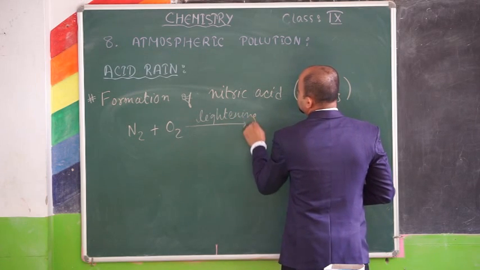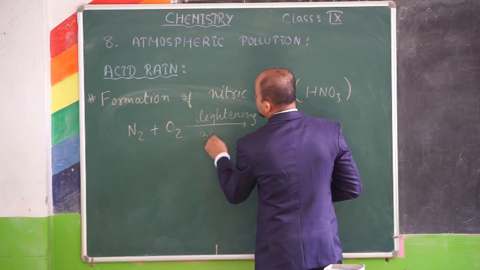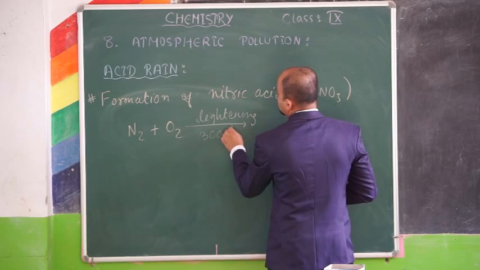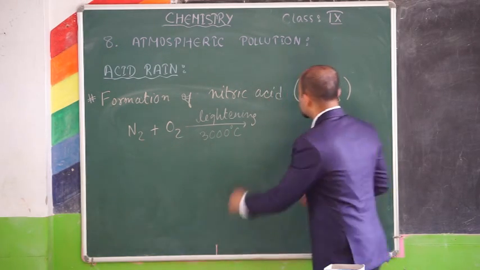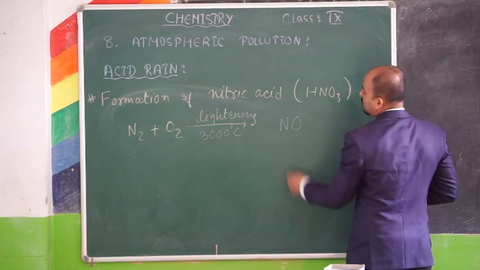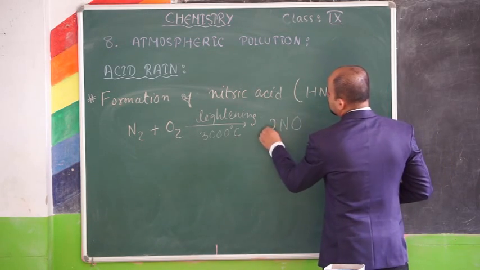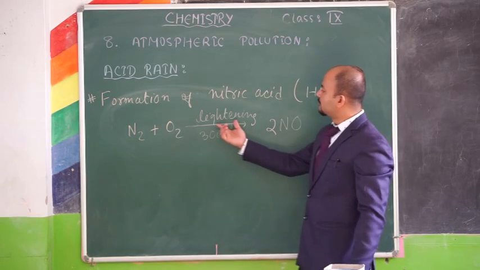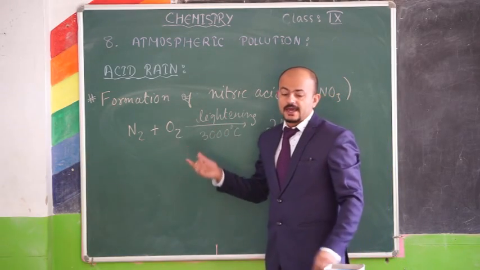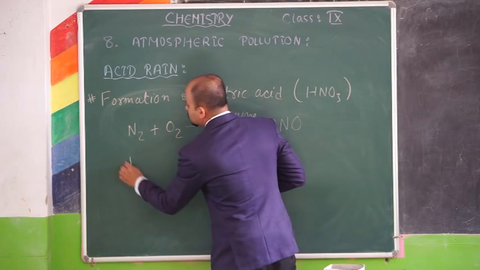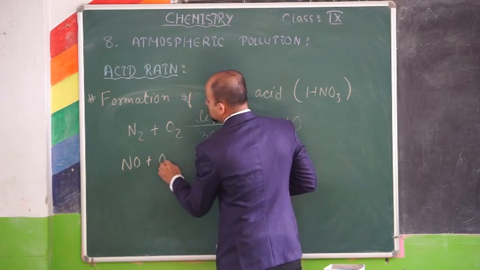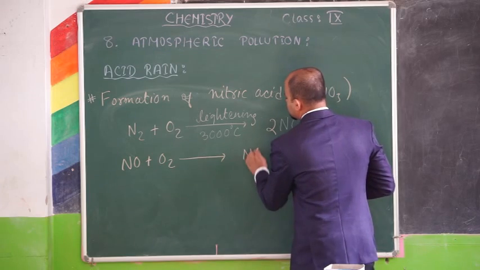And during lightning, the temperature is very, very high. This reaction takes place at around 3000 degrees centigrade, and nitrogen and oxygen get converted into nitrogen oxide. So we get oxide of nitrogen from where? From lightning. And this nitrogen oxide now further combines with oxygen to give you nitrogen dioxide.